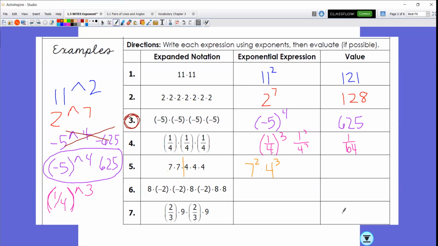So we use our fancy calculator. 7 to the 2nd power is 49. So this is 49 times 4 to the third power, which is 64. Let me see here. So 49 times 64. Well, I'm not going to make you do this by hand, you know, bust out that calculator. 64 times 49 is 3,136.